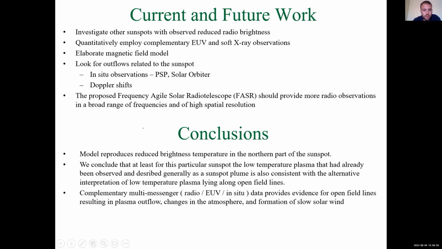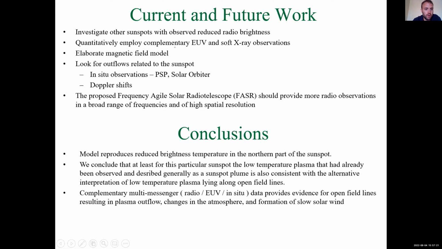And we used, in this case, the complementary multi-messenger data, so both radio, EUV, and in situ observations. So for the future, we would like to investigate other such sunspots. We would like to use EUV and X-ray observations, not just to see that there are dark lanes, but to use them to get additional measurements of plasma density, temperature, or Doppler shifts to actually see the outflows.